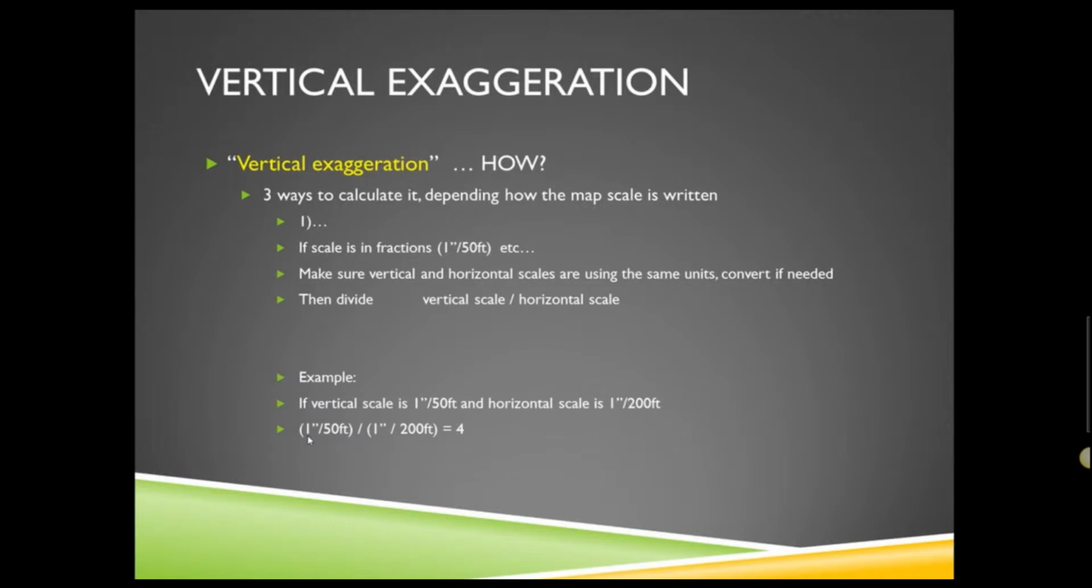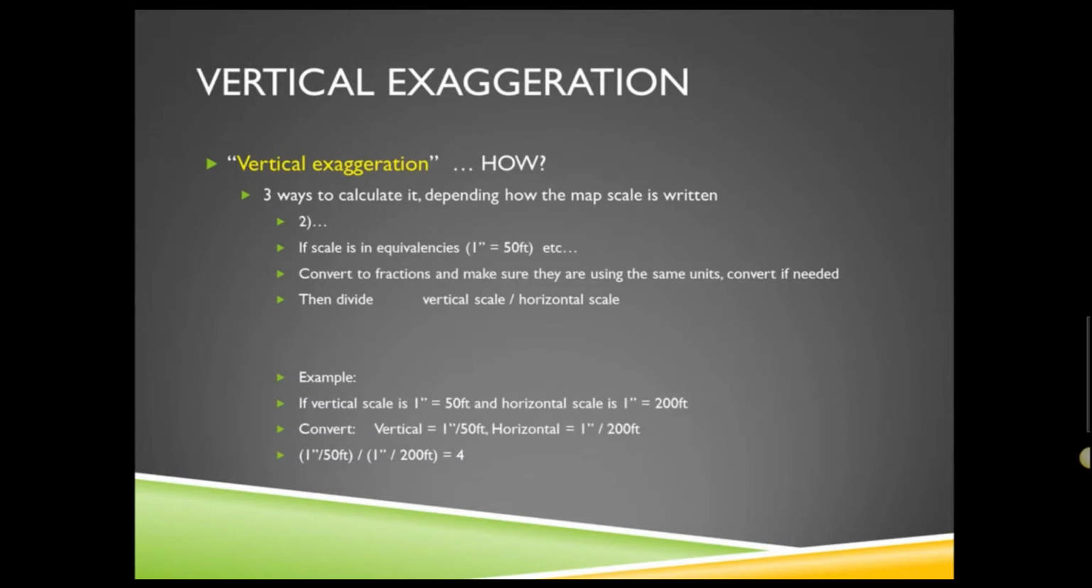It's okay if they're not all 1 inch and something feet. If on your vertical axis you measure the distance for 50 feet and it comes out as like 1.2 inches, you can put 1.2 divided by 50 feet. That's fine as long as the units match up.